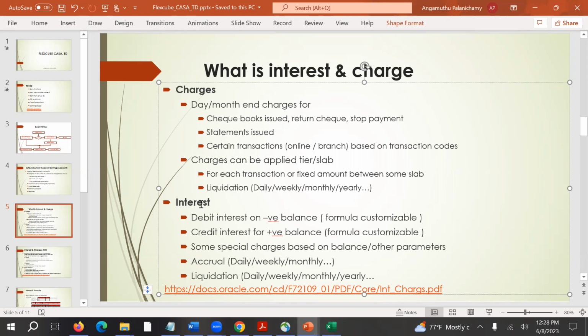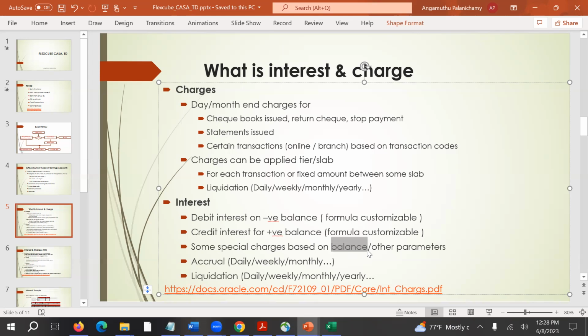So under the interest module, I can apply charges. That's why I'm saying some special charges based on some balance or other parameters. If he's maintaining a certain balance, then I don't want to charge him. Like a fall below fee, I can say: if you breach the minimum balance, I want to charge. It's a charge in nature, but based on some certain condition. So it has to be an interest product, but the nature of the fee is a charge.